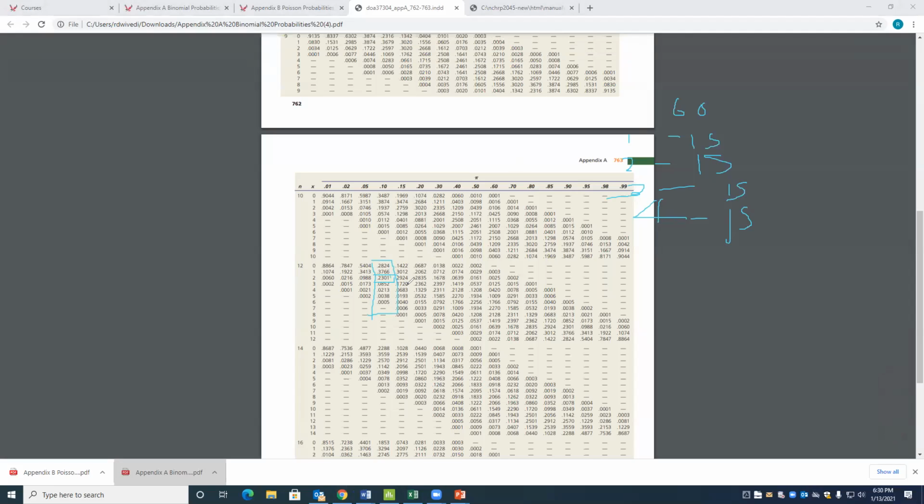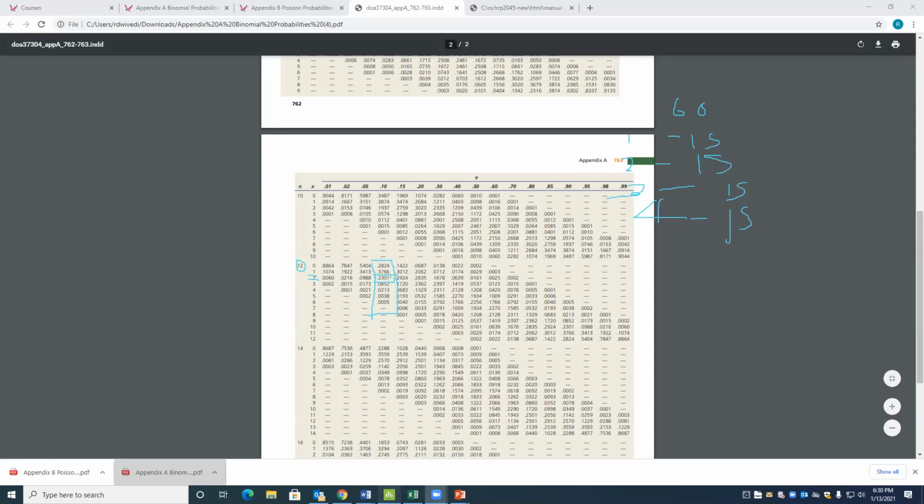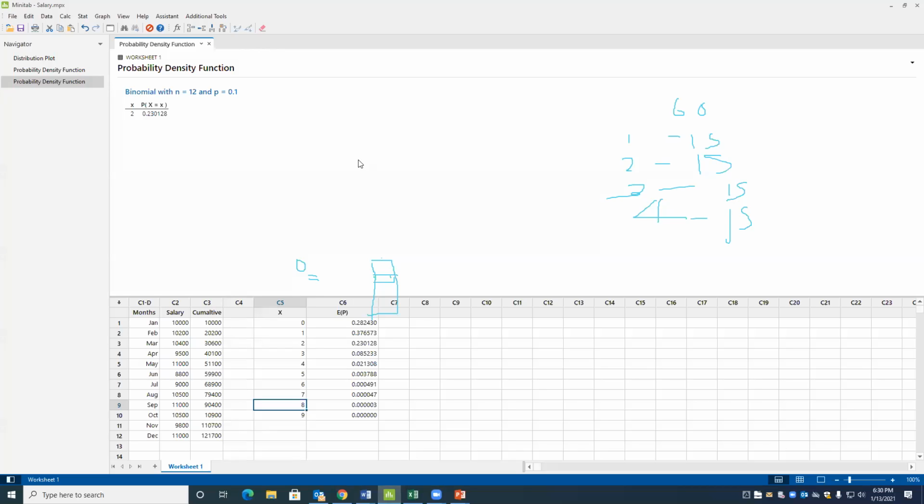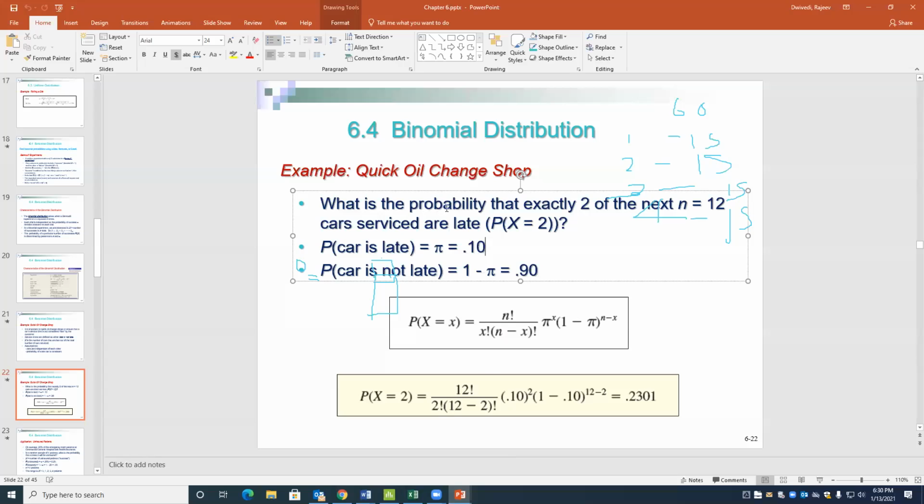So you can also use the table if you have a problem for exact numbers. I demonstrated the same problem using 3 different ways. So this is the interpretation of the table. And here you can see exactly for x equal to 2, where n equal to 12 and pi is 10%. These tables are there at the end of every book. Now I'm coming back to the slides. So this is simple.